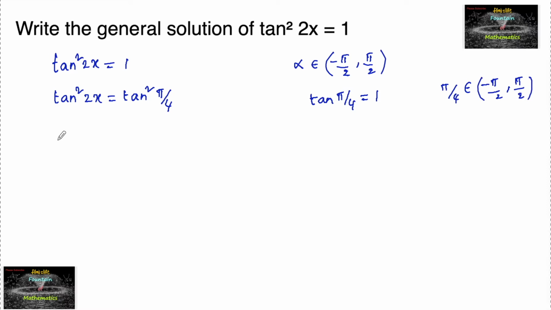And also we know tan square theta is equal to tan square alpha, where alpha is the principal solution. So we have the general solution for this: theta is equal to n pi plus or minus alpha, where n is an integer. So here alpha is the principal solution.